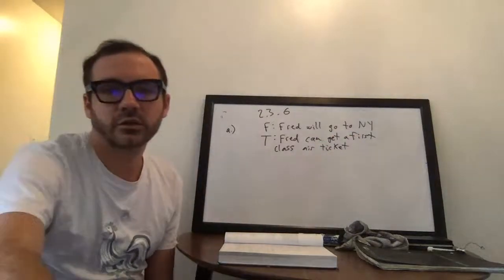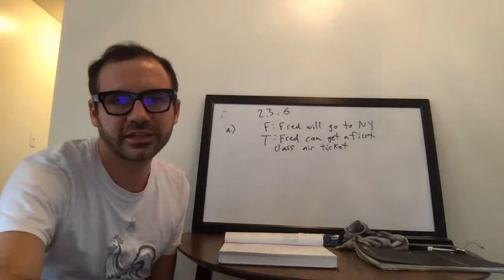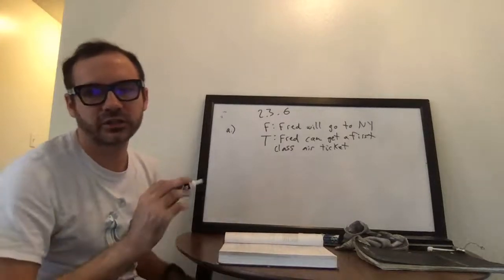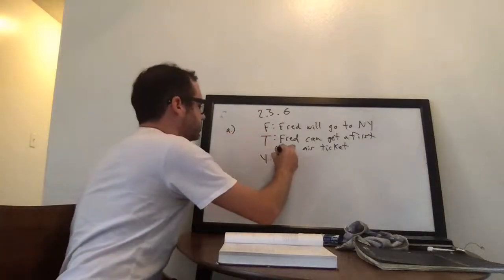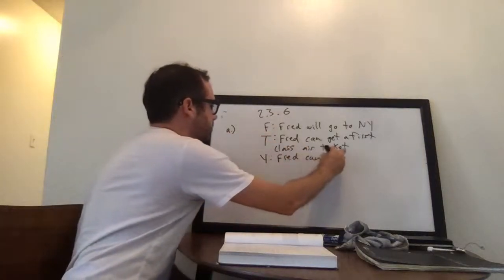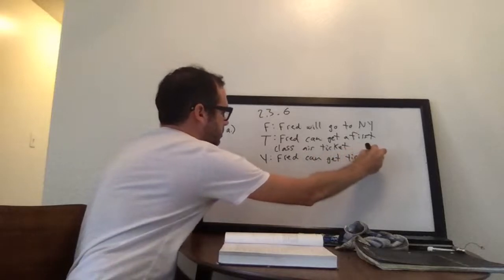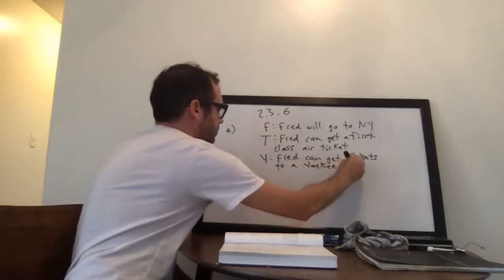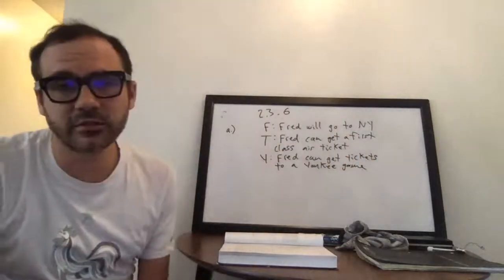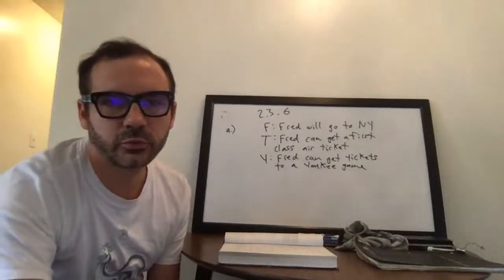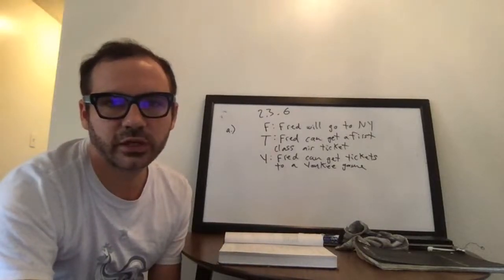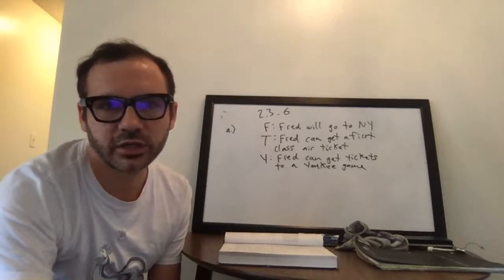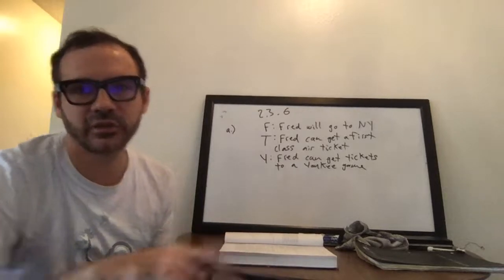All right, good. So there's also tickets to a Yankee game. Fred can get tickets to a Yankee game. Good. Okay, Fred can get tickets to a Yankee game. That's letter Y. So we still have a few more pieces, though. There's also Fred will go to Chicago, which we don't have yet. So we still need to get that in there. C, Fred will go to Chicago.